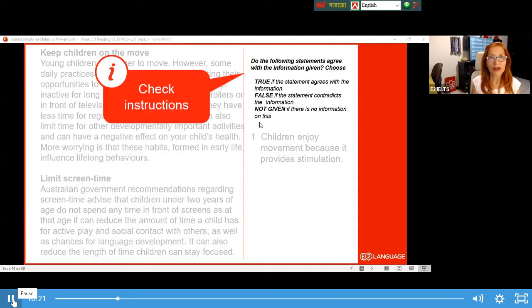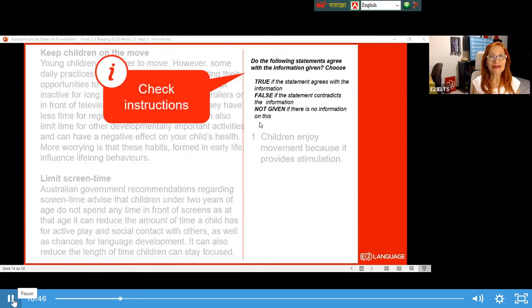False. If you have contradiction, it has to be a contradiction. To be false, it can't be kind of like contradiction. It really has to contradict. Kind of like black and white. Okay? Opposite, that's it. That's it, Sarah. Saying the same thing is true. Perfect. Now, not given. So not given is that the information is not there.